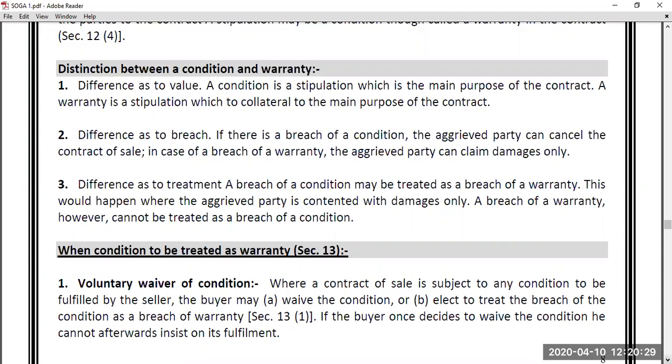Now the third one. Sometimes, you know what happens, friend? Breach of condition may be treated as a breach of warranty because of many reasons. Sometimes the demand at the buyer's place is very high, and the buyer is also a trader, a retailer. Now the seller, at the time of selling oil, told the buyer that I am sending 100 tins of groundnut oil, and the seller sent the tins. When the buyer received the tins, it was revealed that the 100 tins were containing cotton seed oil.